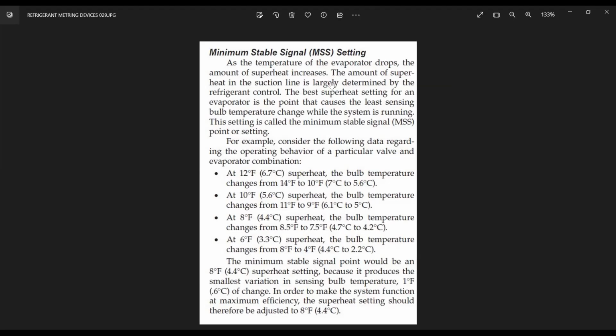So as the temperature at the evaporator drops, the amount of superheat in the suction line changes, and the point where the sensing bulb temperature changes the least while the system is running is called the minimum stable setting. That means for this particular thermostatic expansion valve, 4.4 degrees Celsius is the superheat setting which would maintain the stable condition for the TXV. Basically, you want to maintain it that way. Now, with regard to this, we will see the setting adjustment, how to adjust to this range.